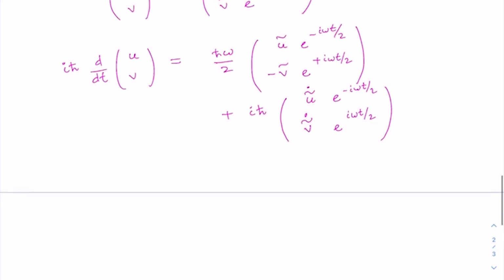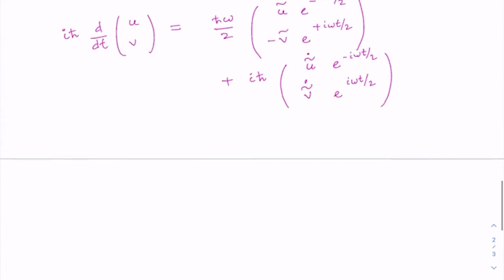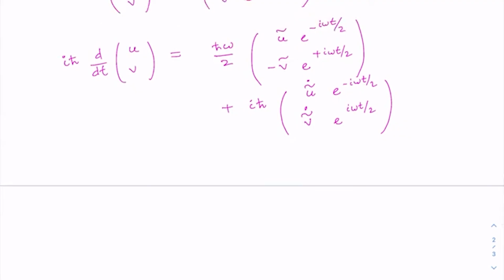What about the left hand side? The left hand side, okay, now I have this, so this has to be equal to the left hand side I had, let me just keep it like this, epsilon u minus epsilon v, u tilde e to the power minus I omega t by 2, and it would be v tilde e to the power plus I omega t by 2.